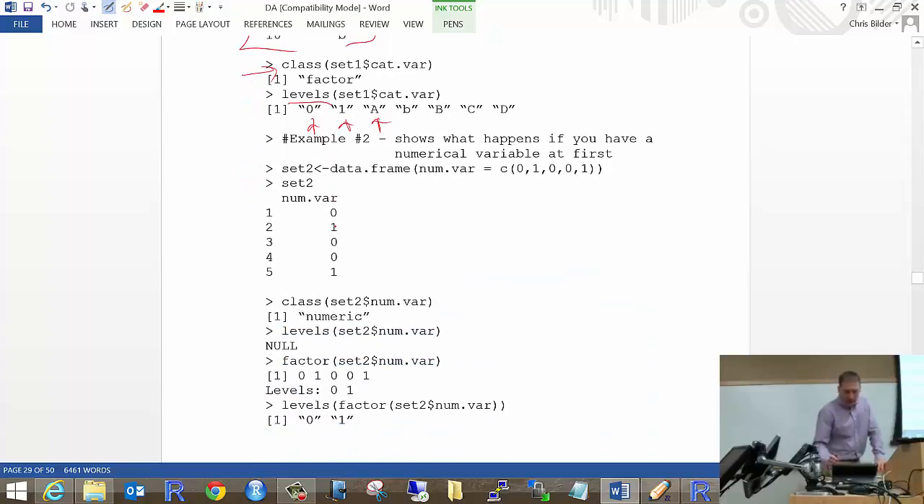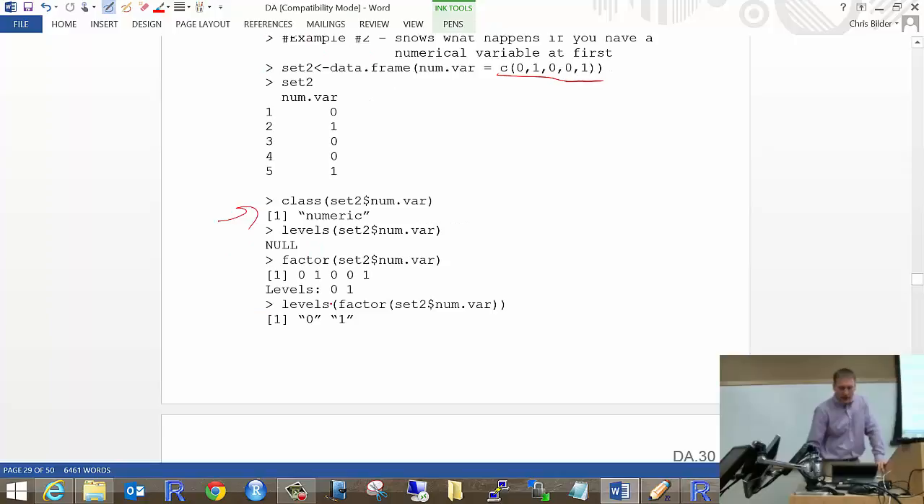Let's look at another example. Like with the place kicking example, let's say that we have just 0s and 1s to denote the different populations. I put them into another data frame called num.var for numerical variable. Notice when I use the class function with it, it says, okay, it's numeric, because R doesn't know that these are simply a way that you are denoting which population is for which observation. And so if I then apply levels to it, we get NULL back.